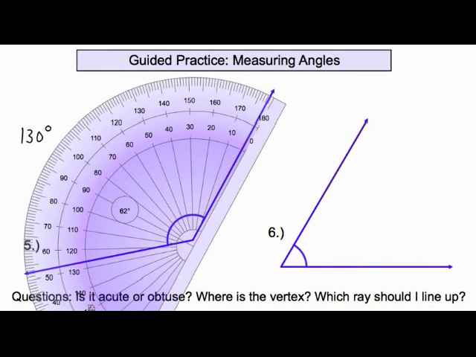Let's take this protractor and line it up with number 6 now. First of all, asking a question: is it acute or obtuse? This one is a little shorter than the square corner, so this one should be an acute angle. So I know my answer is going to be something less than 90. So I'm not going to pick something in the hundreds, because that's not the right angle for that.